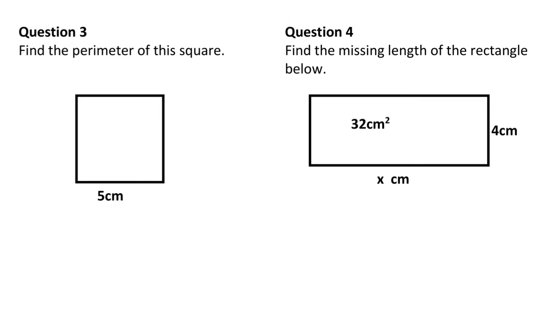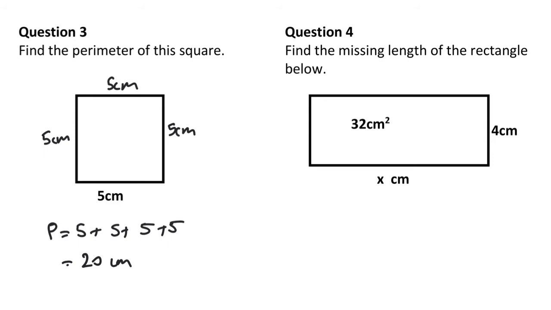Question 3, find the perimeter of this square. So what we know is that in a square all sides are the same. So the 4 sides are each 5. So the perimeter is going to be 5 plus 5 plus 5 plus 5, which is 20 centimetres.